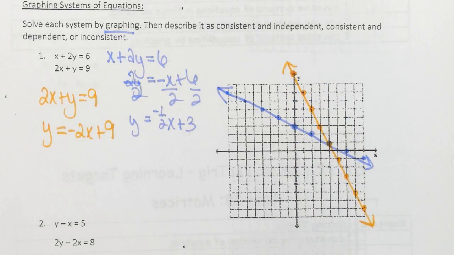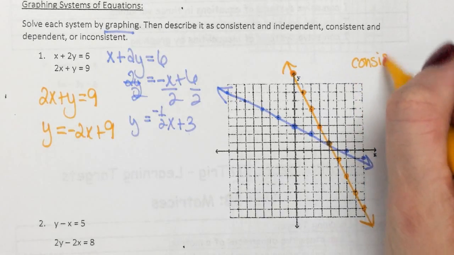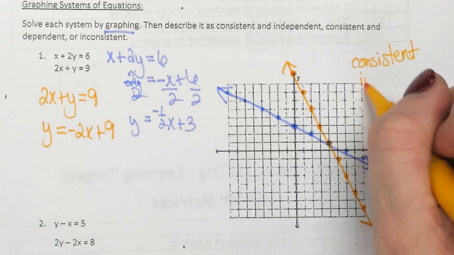So look back at your little cheat sheet that we made with all the 3 graphs on it. If they cross at one point, what will we call it? It would be consistent and independent. Very good.